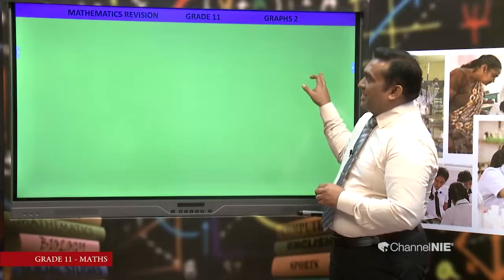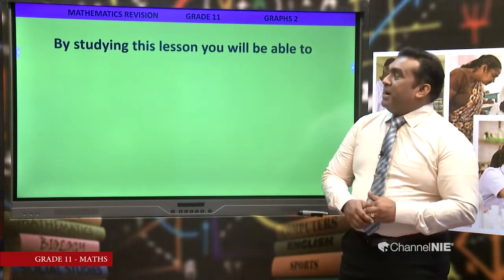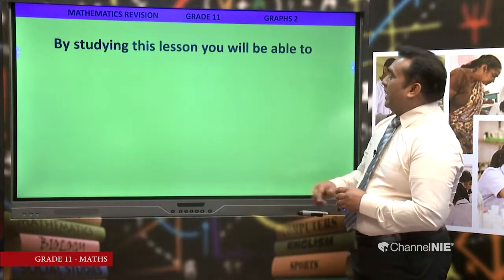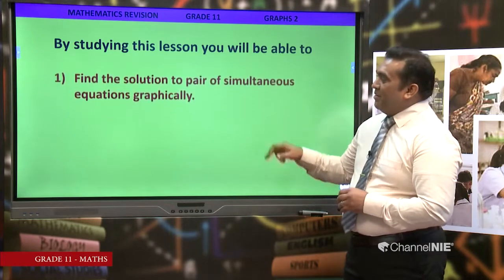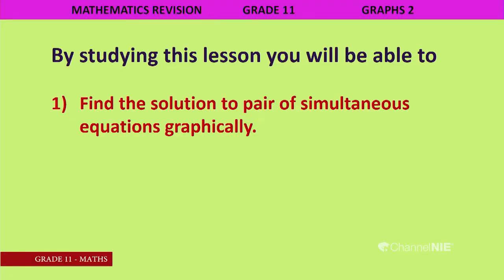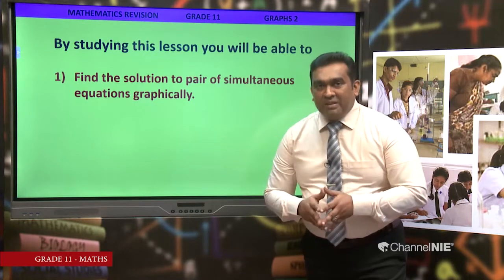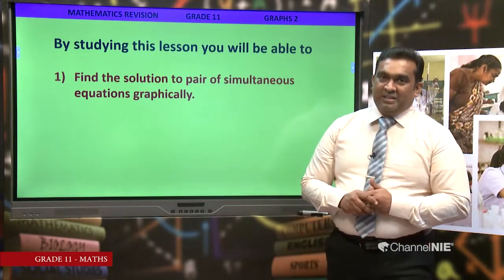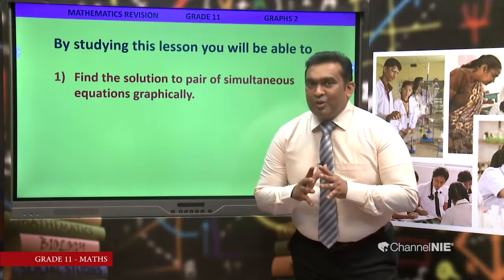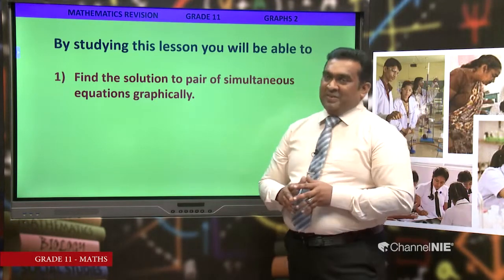Learning outcomes. By studying this lesson, you will be able to find the solution to a pair of simultaneous equations graphically. How to solve a pair of simultaneous equations graphically. There are two methods of solving a pair of simultaneous equations: the algebraic method and the graphical method. In this program, we are going to discuss the graphical method.